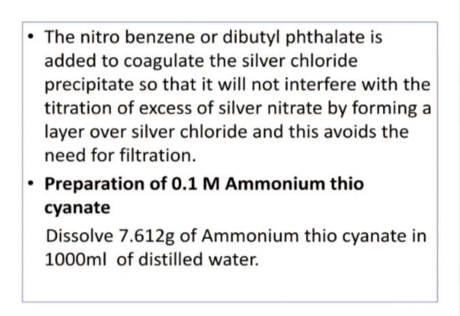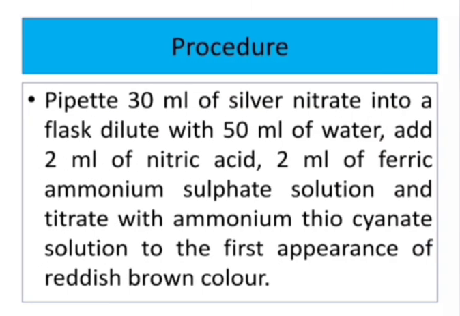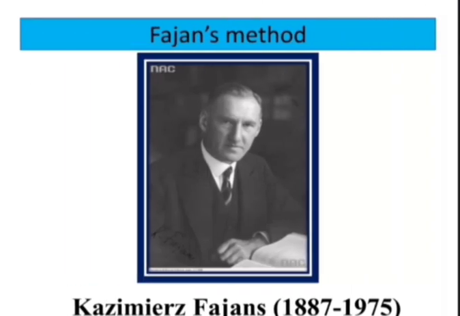Preparation. Dissolve 7.6 gram of ammonium thiocyanate in 1000 ml of distilled water. Pipette out 30 ml of silver nitrate into a flask. Dilute with 50 ml of water and 2 ml of nitric acid, 2 ml of ferric ammonium sulfate solution, and titrate with the ammonium thiocyanate solution to the appearance of a reddish brown color.